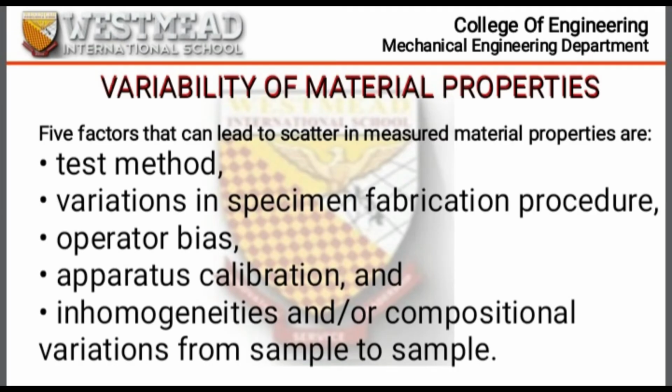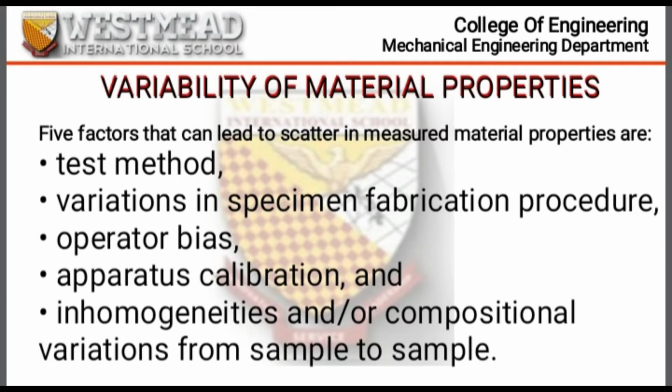So, variability of material properties. At this point, it is worthwhile to discuss an issue that sometimes proves troublesome to many engineering students, such as the measured material properties are not exact quantities. Even if we have the most precise measuring apparatus and a highly controlled test procedure, there will always be some scatter or variability in the data that are collected from specimens of the same material.